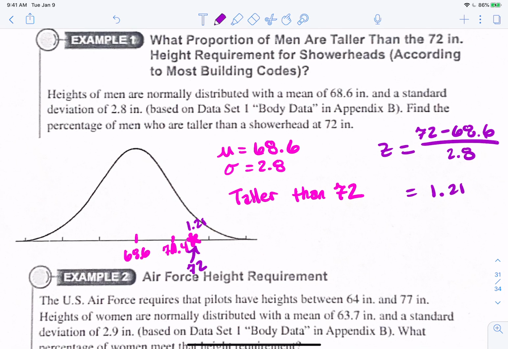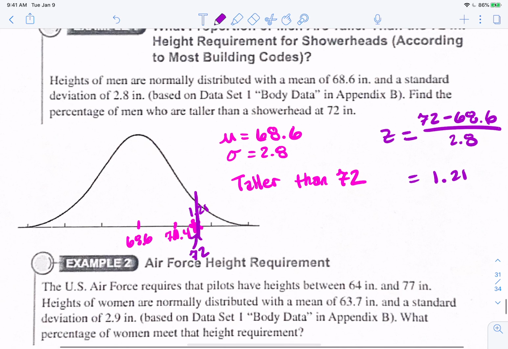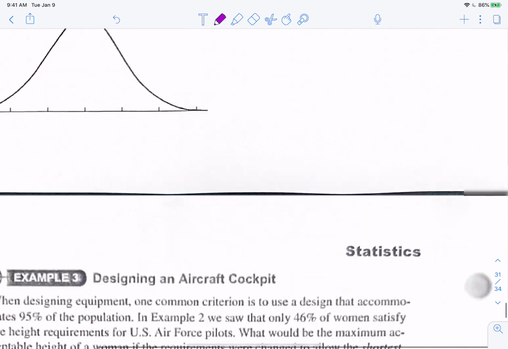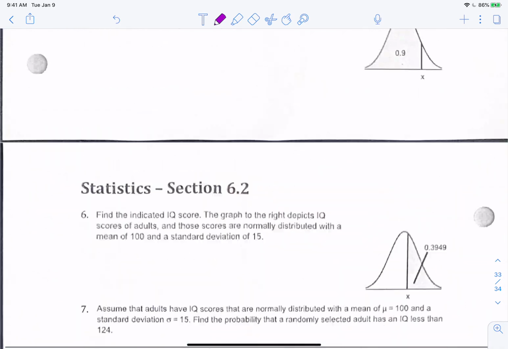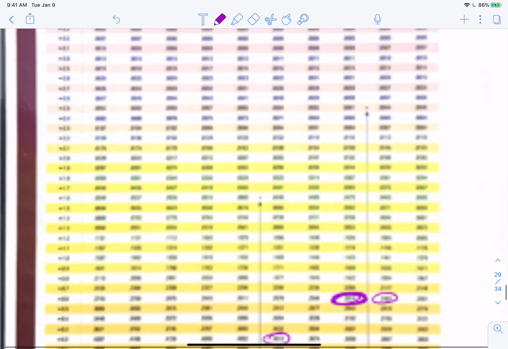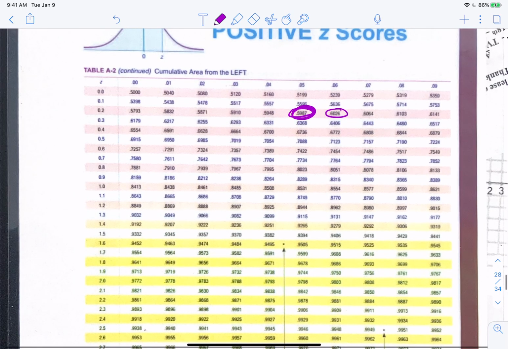I want to know what percent are taller than 72. So I want to know from here, this direction. What are we going to have to do? Look it up in the chart on the left and then subtract from 100%. So I want 1.21. Are we on the positive or negative? Positive side. Where's my chart? Oh, right here. Positive chart, 1.21.